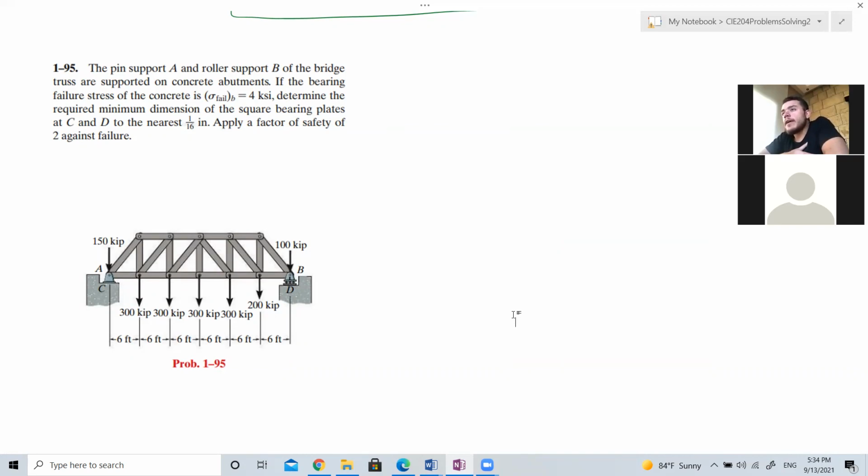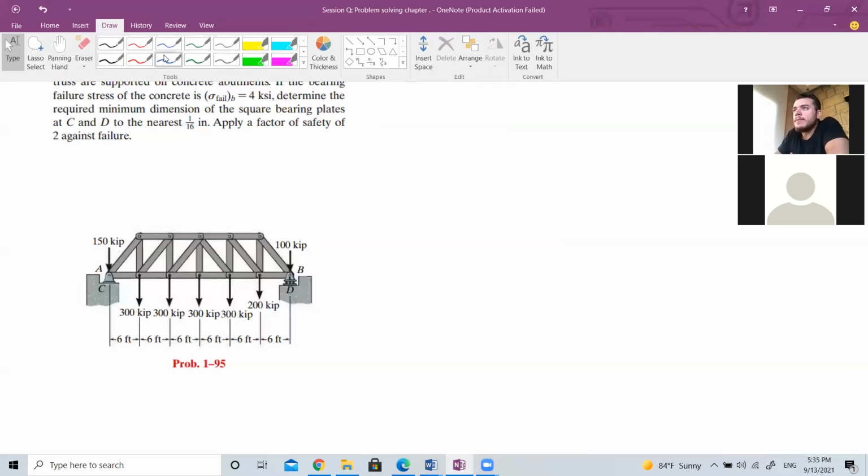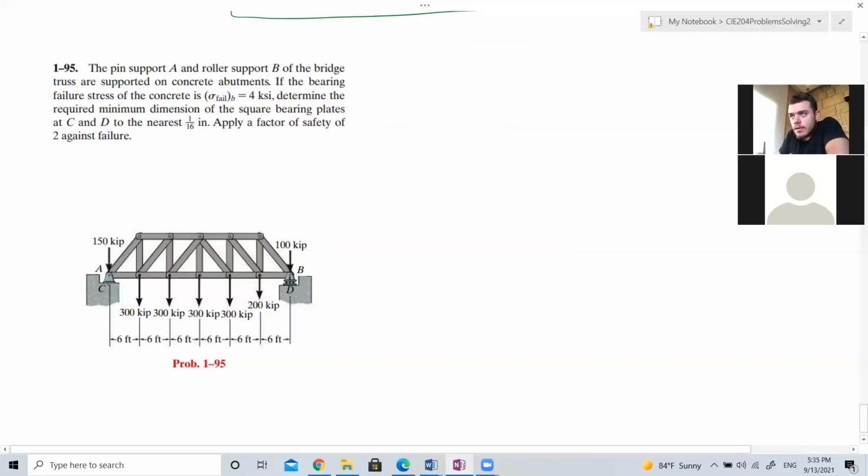The pin support at A and roller support at B. What do you conclude if I say pin at A and roller at B? What does it mean? How many forces does the pin carry? Two forces, AY and AX. And the roller carries one. It says, Hassan, if the bearing failure stress of the concrete is sigma fail equal to 4 KSI, determine the required minimum dimension of the square bearing plates at C and D to the nearest 1/16 inches. Apply a factor of safety of 2.